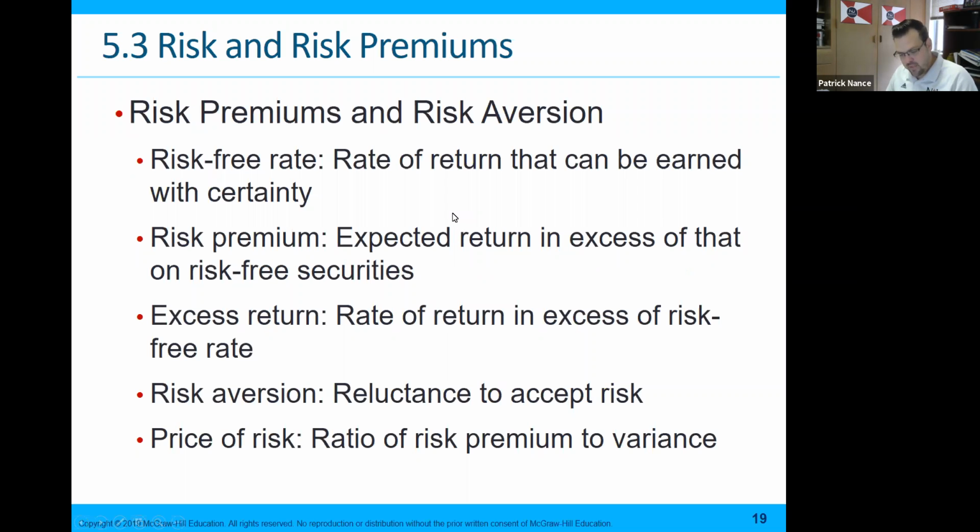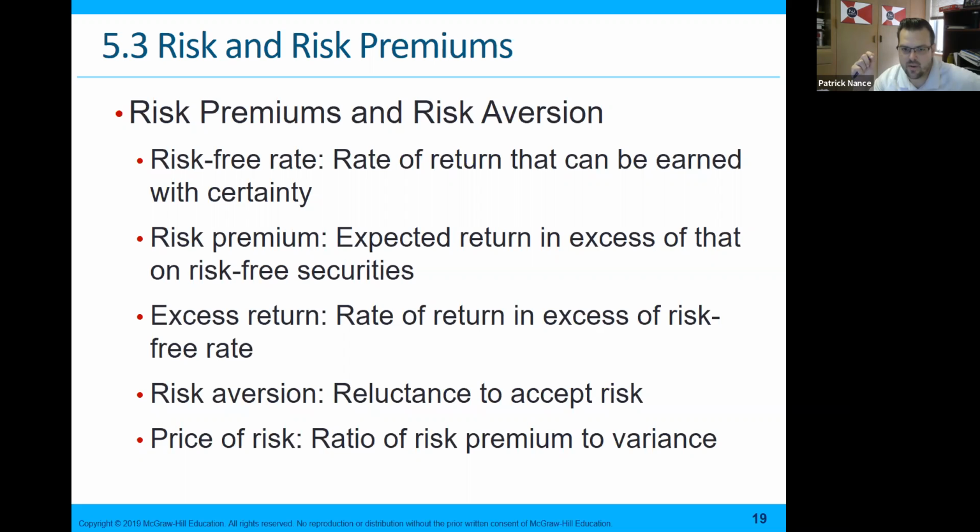Risk premiums and risk aversion. A risk-free rate of return is what can be earned with certainty. So we'll be talking about investments that are going to earn this amount of money almost definitely, like treasury bonds or CDs, things that are really, really safe. The risk premium is the expected return in excess of a risk-free security. So the difference between my risk-free rate and what I am potentially earning based on taking some risk is the risk premium.